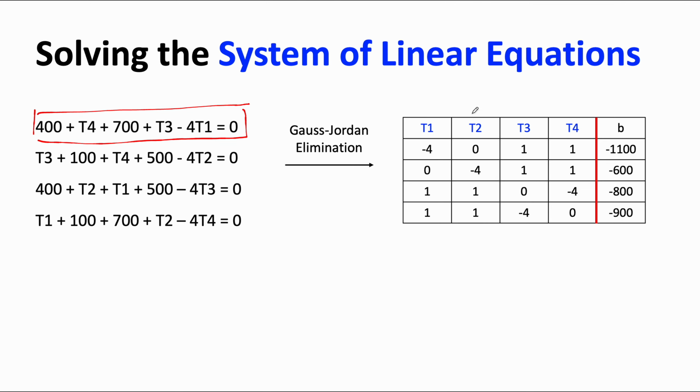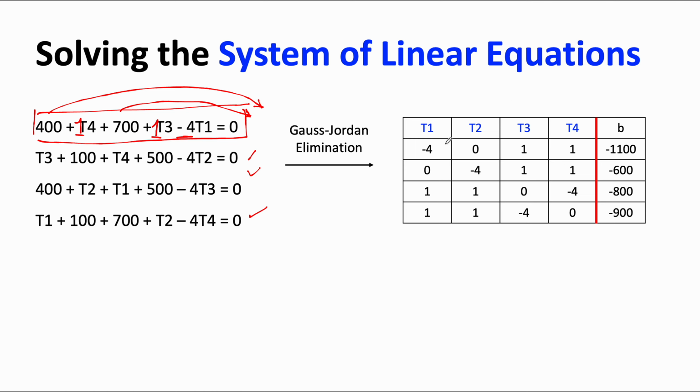If you remember the matrix, there's x, y, z, and so on, but here it's T1, T2, T3, T4. In the first equation, T1 is negative 4, so that's why it's negative 4 there. And T2 is 0 because if you look at this equation, there is no T2. T3 is 1 because we have a plus T3, which is plus 1 T3. Same thing for T4, we have a plus T4, which is plus 1 T4. And for b, it's moving all the constants, or all the numbers, to the other side. So we move 700 and 400 to this side, and negative 700 minus 400 is negative 1100, which is this. The same principle applies for the second, third, and fourth equations, so you just have to follow my explanation before.